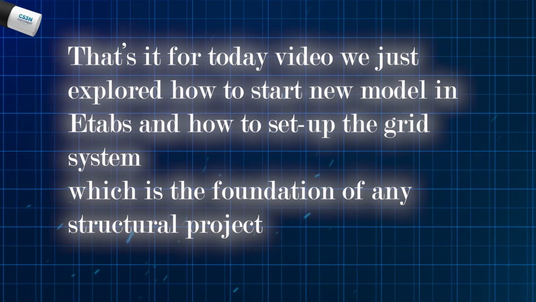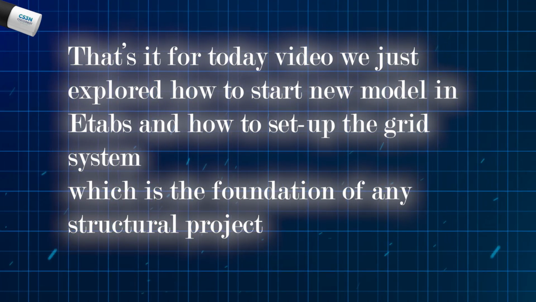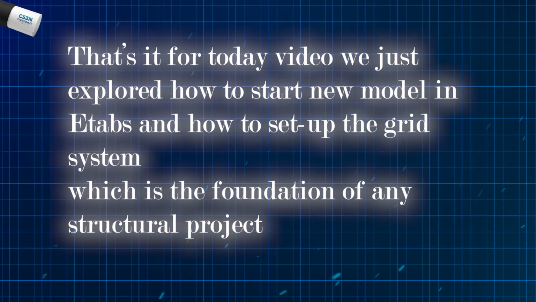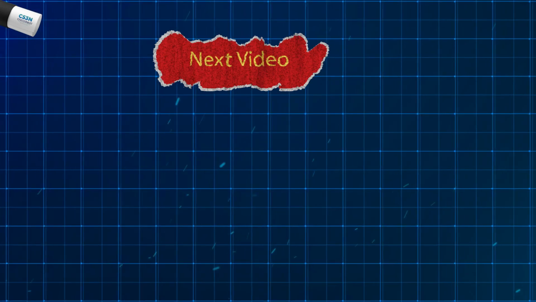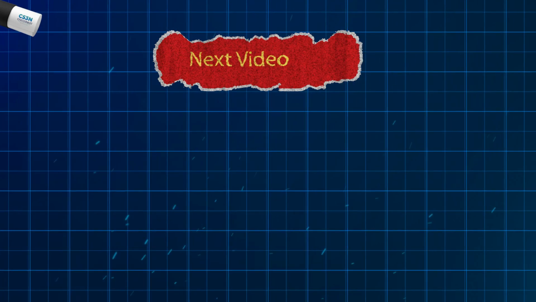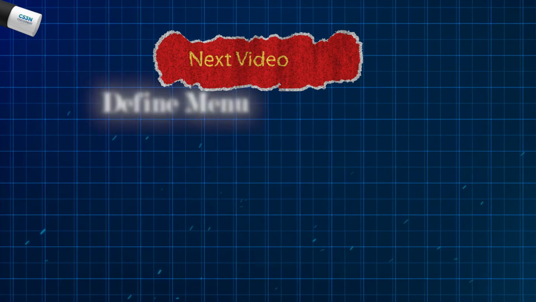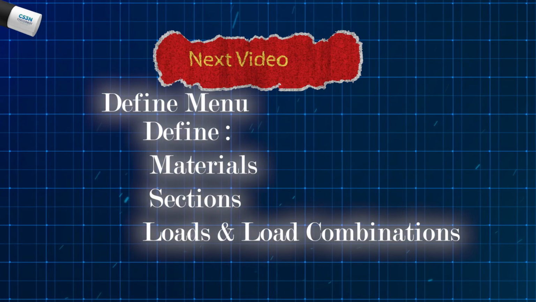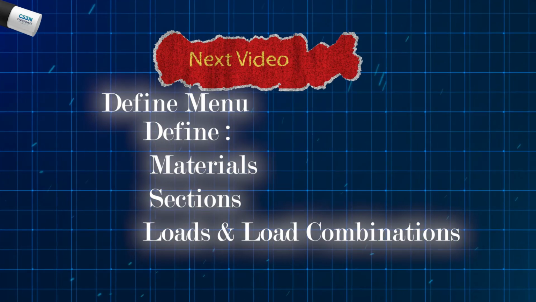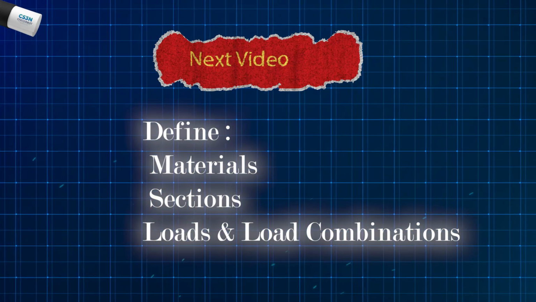And that's it for today's video. We just explored how to start a new model in ETABS and how to set up the basic grid system, which is the foundation for any structural project. In the next video, inshallah, we will move on to one of the most important parts of ETABS, the define menu. Here you will learn how to define materials, sections, loads, and load combinations, everything you need before modeling your structure. So make sure you don't miss it.